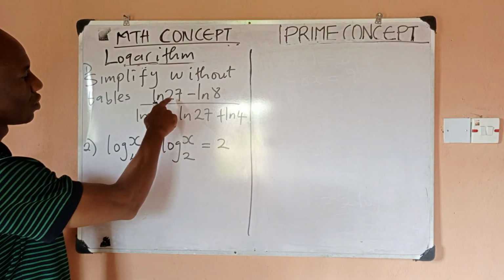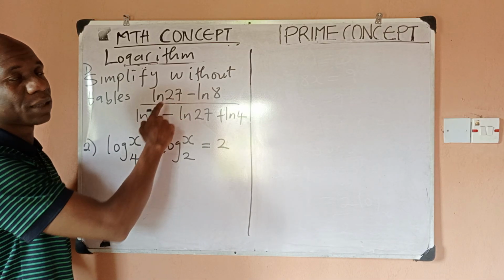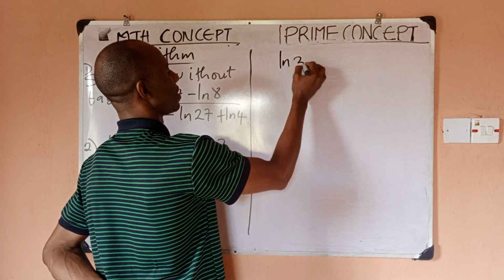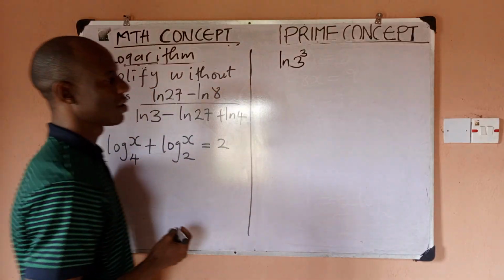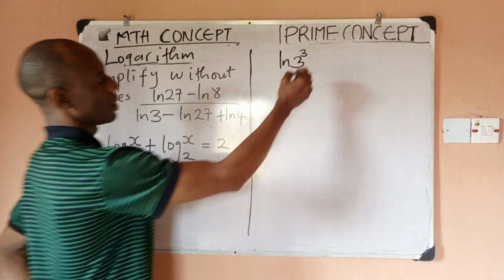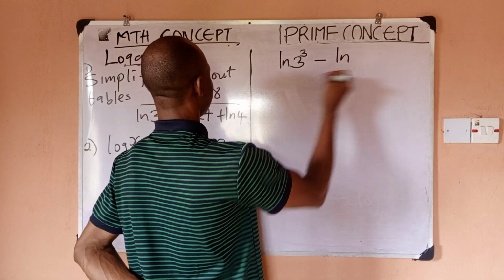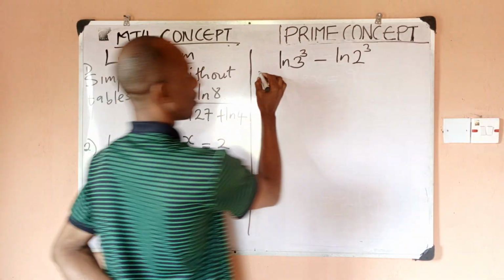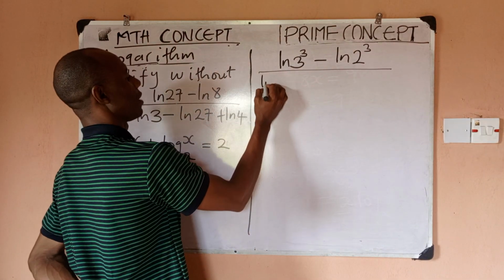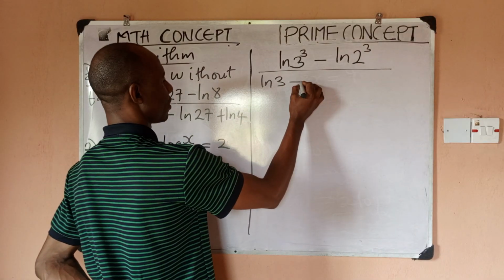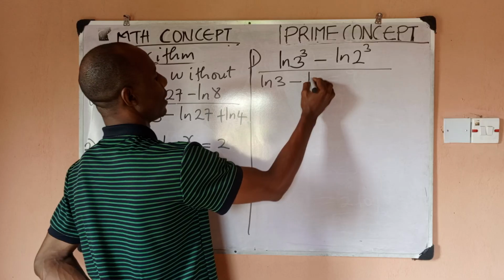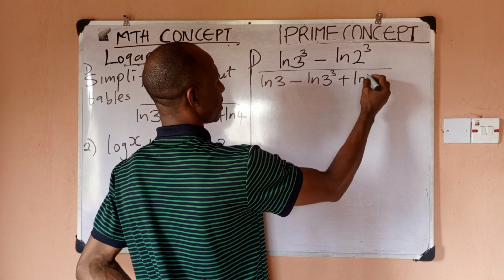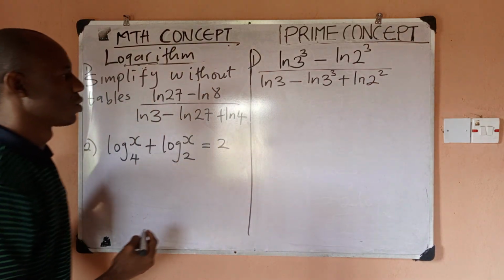So one of the things I want to do is to know that 27 can be written in terms of 3. So I would have ln, instead of 27, I'll say ln 3 to power 3 because 3 to power 3 is 27. Then minus ln, instead of 8, I can write that as 2 to power 3, right? Yes, all divided by, I'll do the same thing. So I have ln 3 minus ln 3 to power 3 plus what now? ln 4. Instead of 4, I would say 2 to power 2.